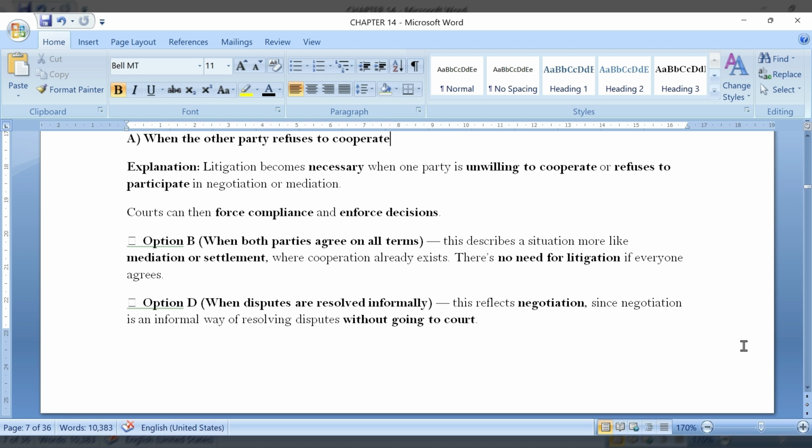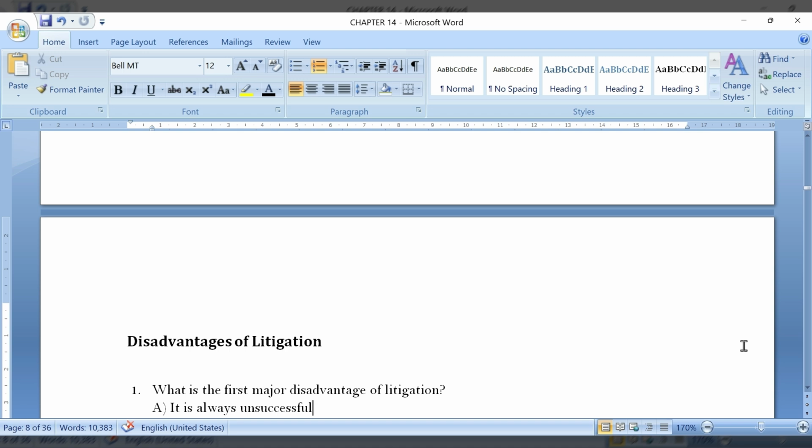Option B. When both parties agree on all terms, this describes a situation more like mediation or settlement, where cooperation already exists. There's no need for litigation if everyone agrees. Option D. When disputes are resolved informally, this reflects negotiation, since negotiation is an informal way of resolving disputes without going to court. Disadvantages of litigation.